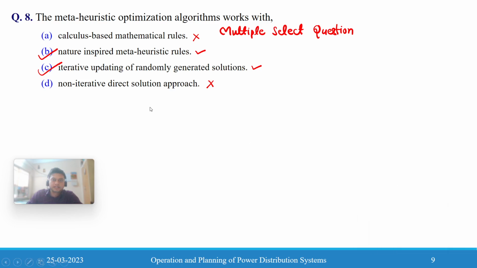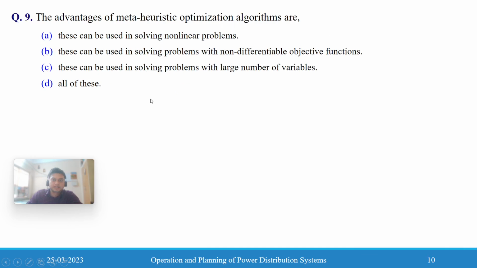So let us see the next problem. The next problem is that the advantages of meta-heuristic optimization algorithms are: A, these can be used in solving non-linear problems. B option is these can be used in solving problems with non-differentiable objective functions. C option is that these can be used in solving problems with a large number of variables. And D option is all of these. So what do you think? What should be the correct choice for meta-heuristic optimization algorithms?